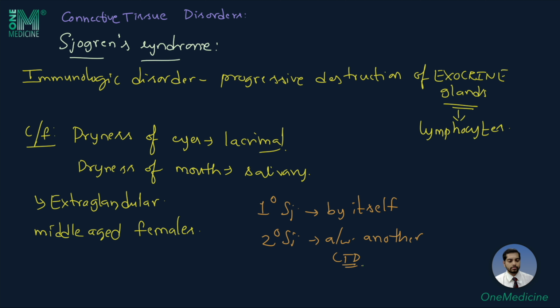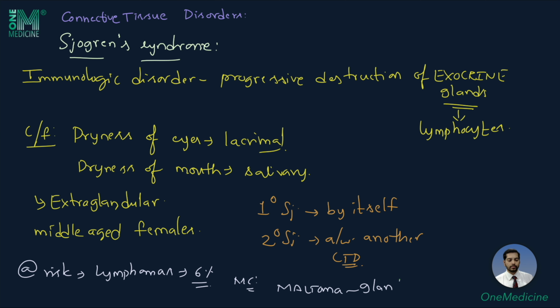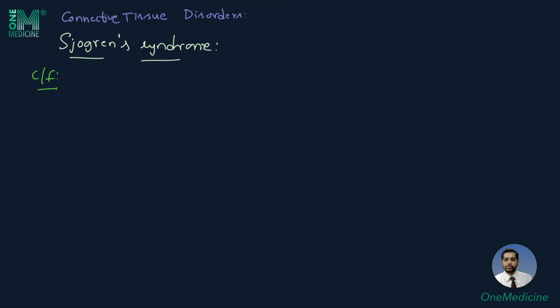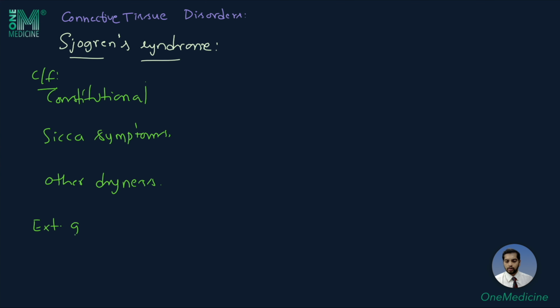These patients are at risk for development of lymphomas, which can occur in up to 6% of such patients. The most common of these lymphomas is MALToma, associated with the glands. Clinical features can be classified into constitutional, sicca symptoms, other dryness, and extraglandular features.